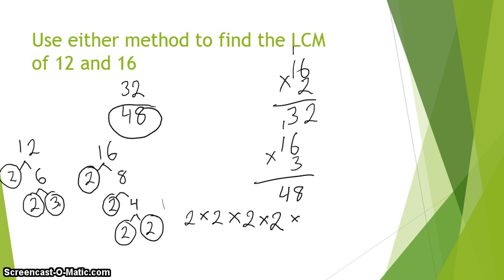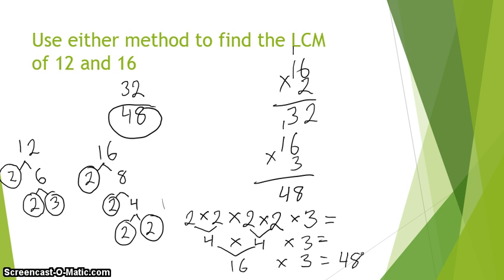Then I'm going to look at 3. 3 occurs in 12 once, and it occurs in 16 0 times. So it occurs in 12 more because 1 is bigger than 0. So I'm going to write it down once, and then I'm going to solve this. So 2 times 2 is 4. 2 times 2 is 4. 4 times 4 is 16. And 16 times 3, we just did it up here, is 48. And you can see how we got the same answer that way.